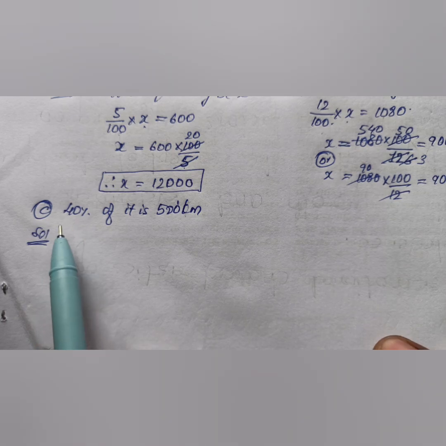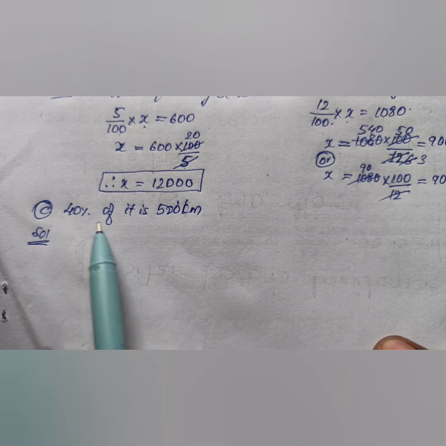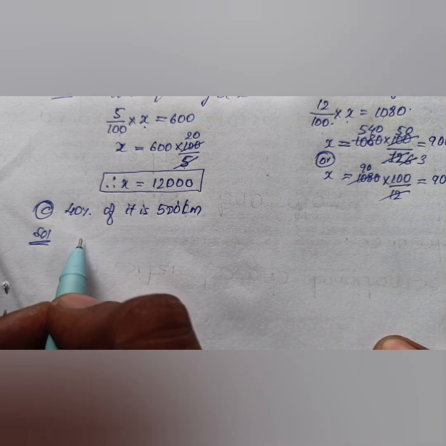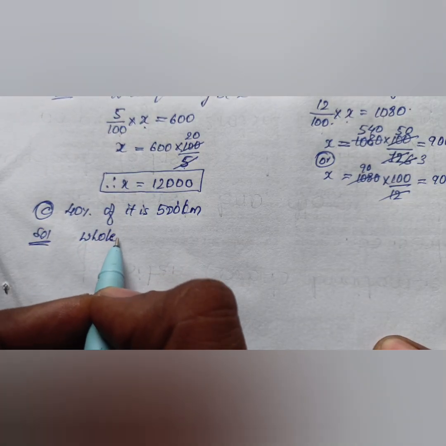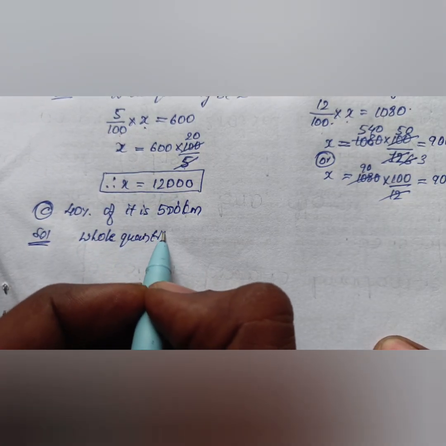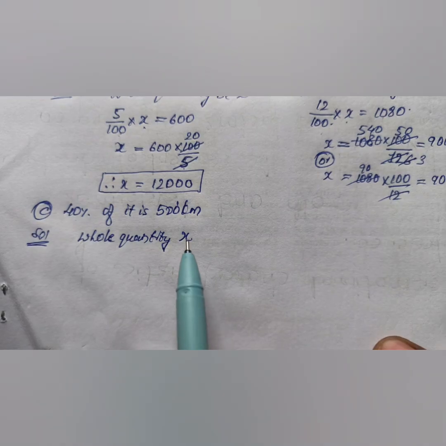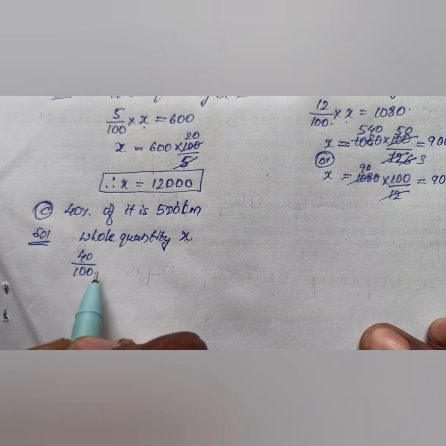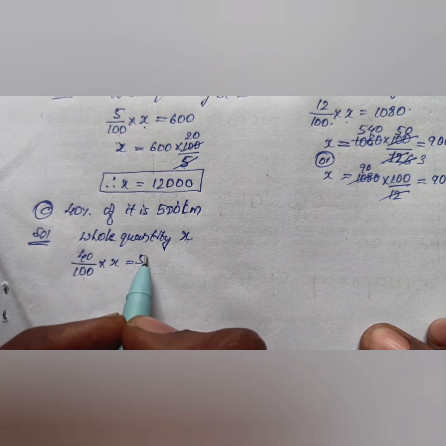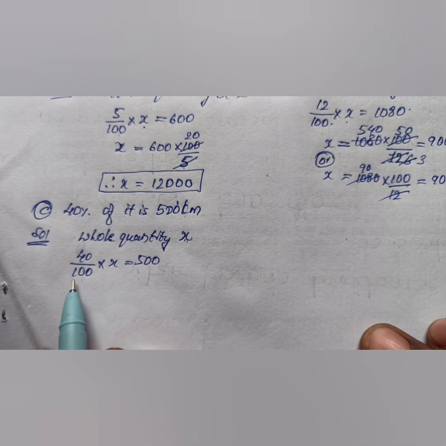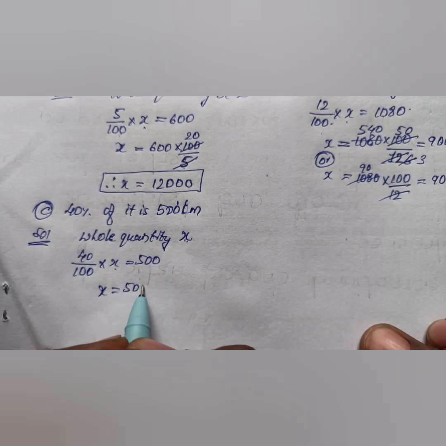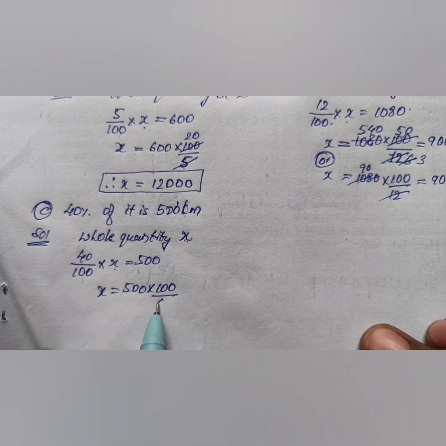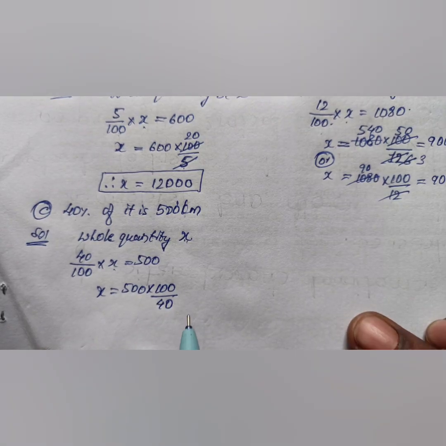Now let's go to C part. 40% of it is 500. The whole we need to calculate. Whole means let whole quantity be x. So 40% of x is 500. They have given 500 kilometers. So we know 40% means 40 divided by 100 into x is equal to 500. Now we will send this to this side. So it will become 500 into 100 divided by 40.